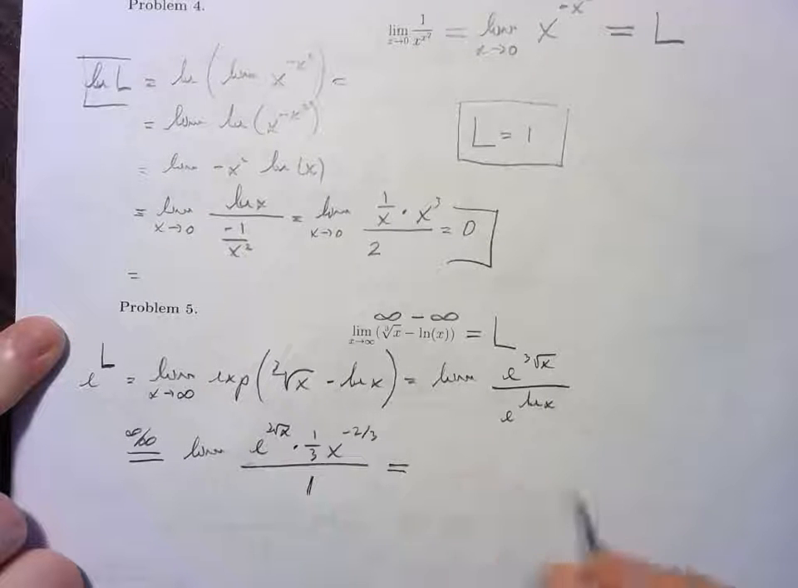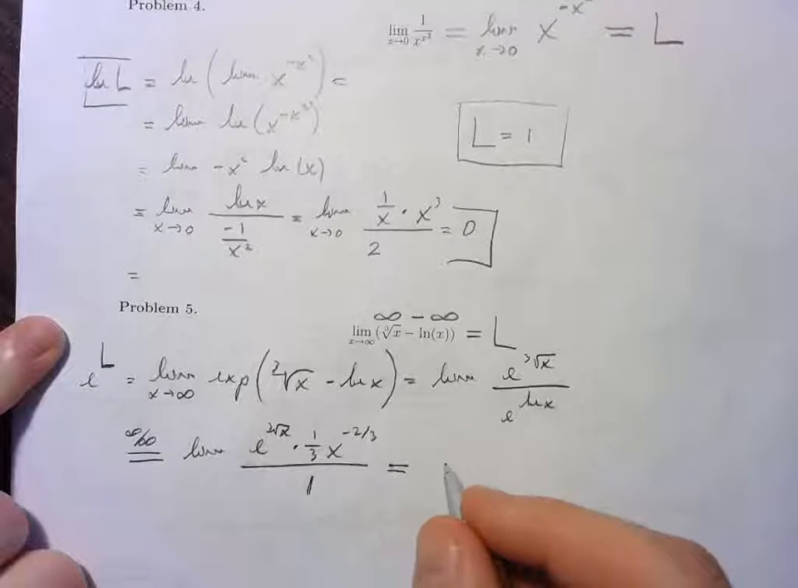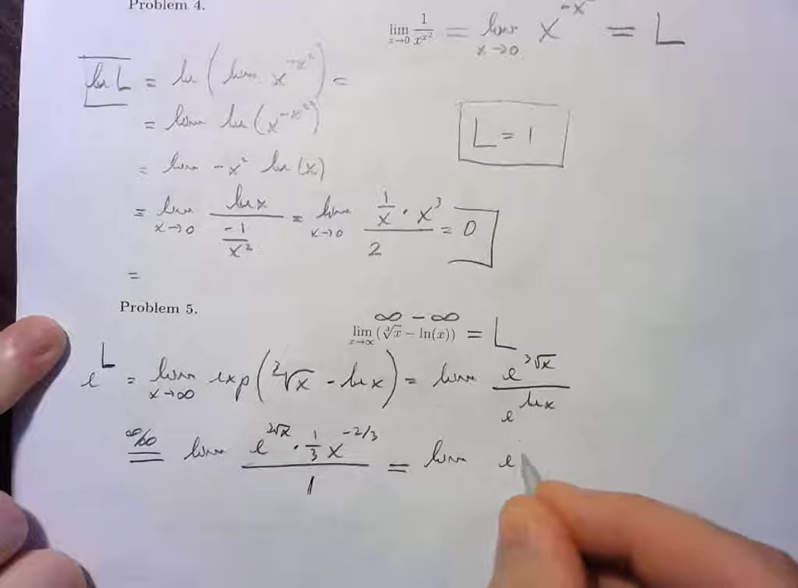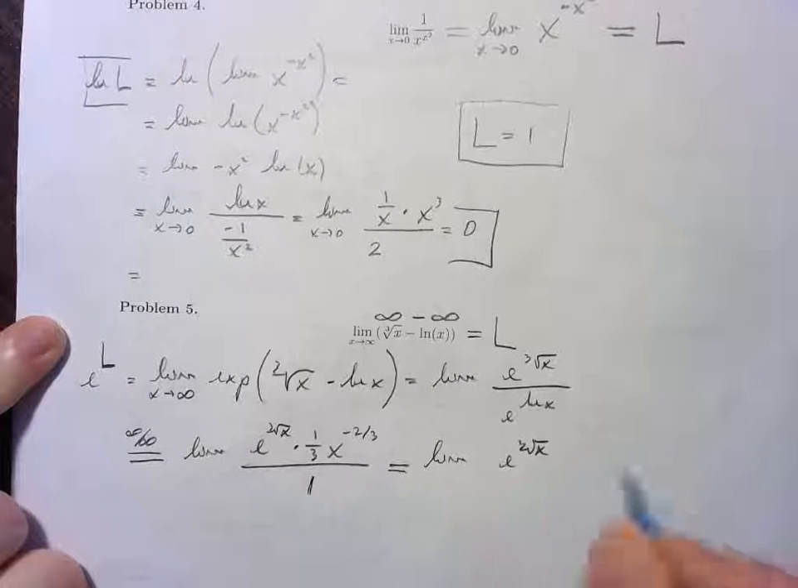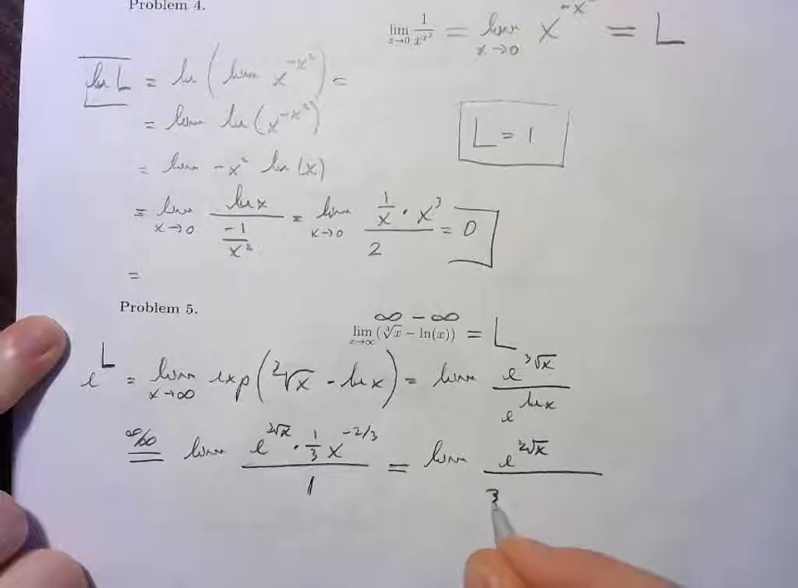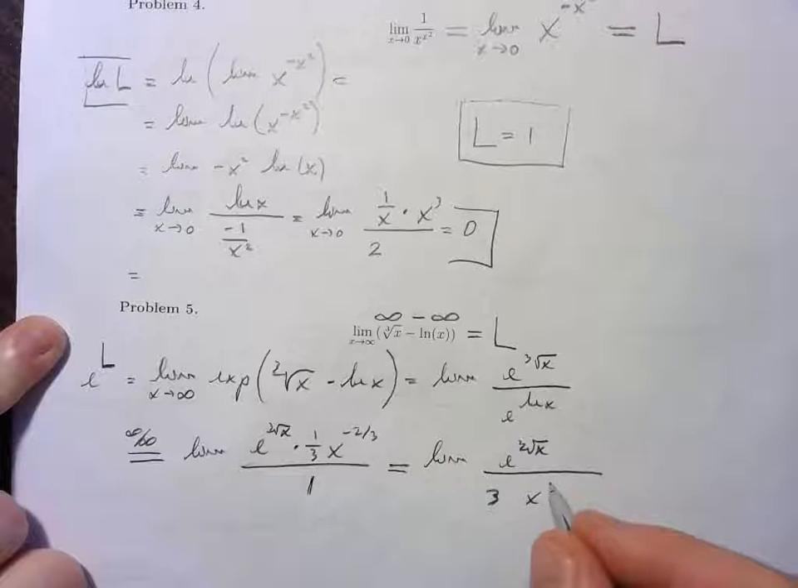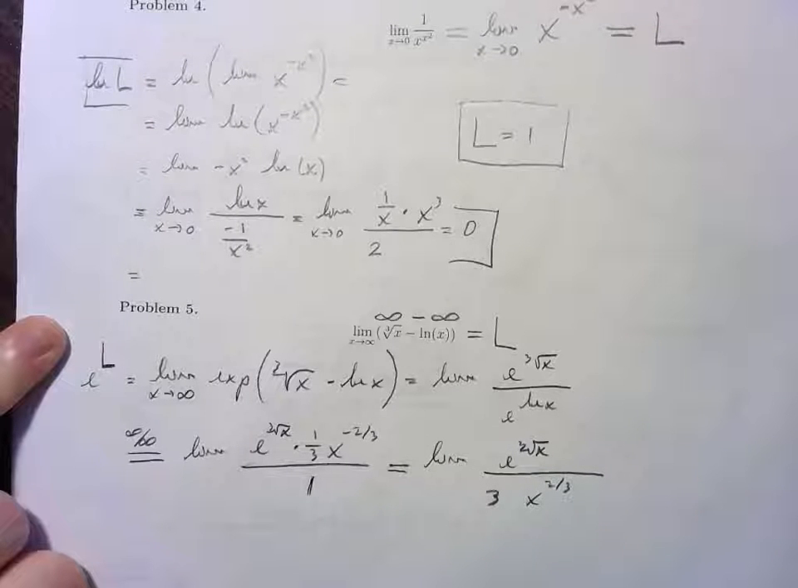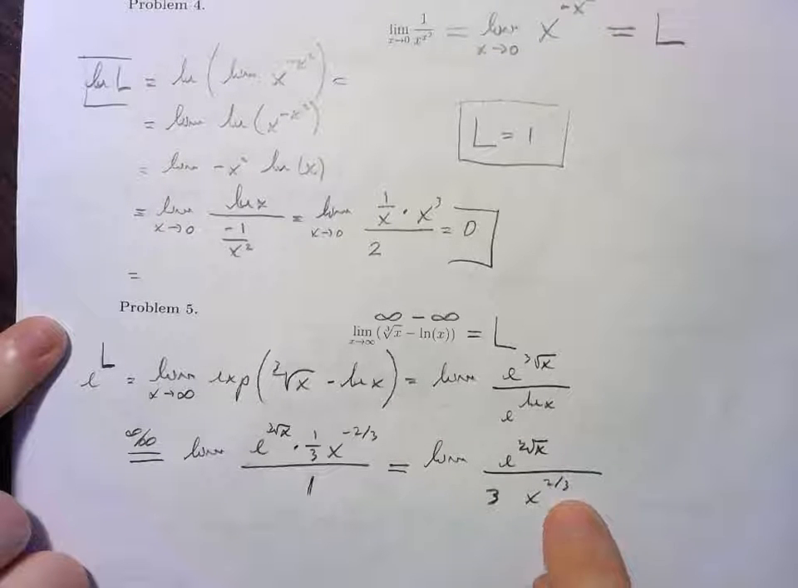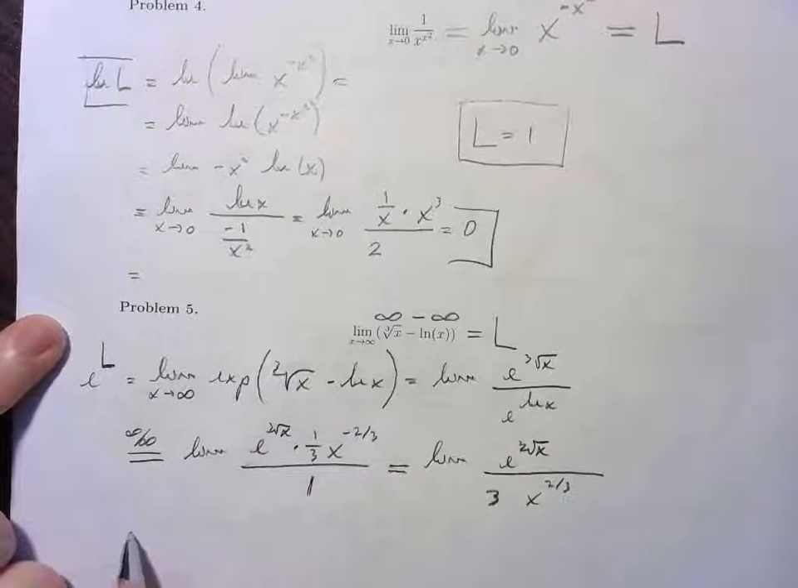what do we get? We have e to the cubic root of x, I have a 1/3, so I'm just going to write a 3 in the denominator, and I'm going to have x to the 2 over 3 like this. I'm bringing it in the denominator because the exponent is negative. Now x to the 2/3 goes to infinity. E to the cubic root of x goes to infinity, so I have to apply L'Hopital's one more time. It's the infinity over infinity case.